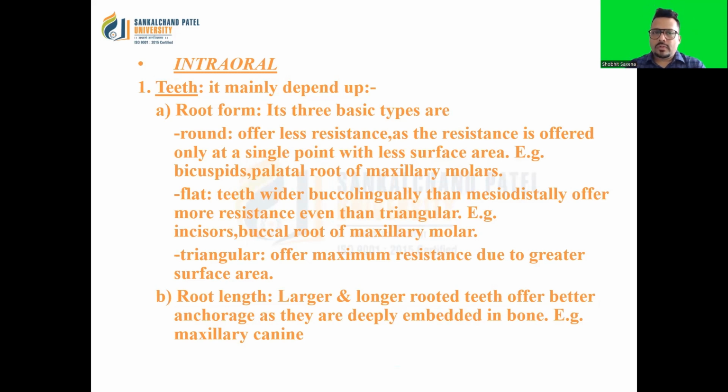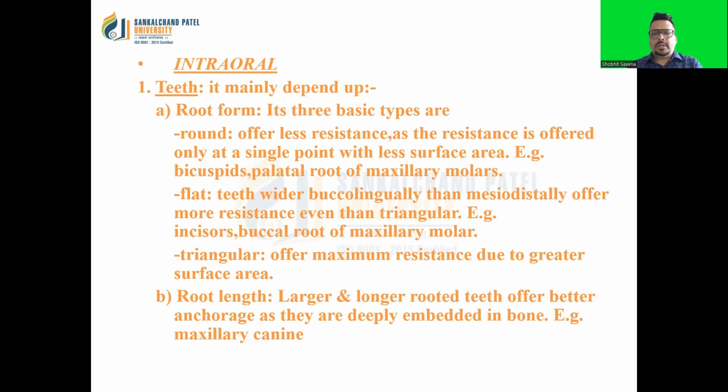The examples of these teeth are the bicuspids and the palatal root of maxillary molars. Coming to the flat root forms, here the teeth are wider buccolingually than mesodistally. These teeth offer more resistance even than the triangular ones. The examples are the incisors and the buccal root of maxillary molars. Now finally coming to the triangular root form, these offer maximum resistance due to greater surface area.